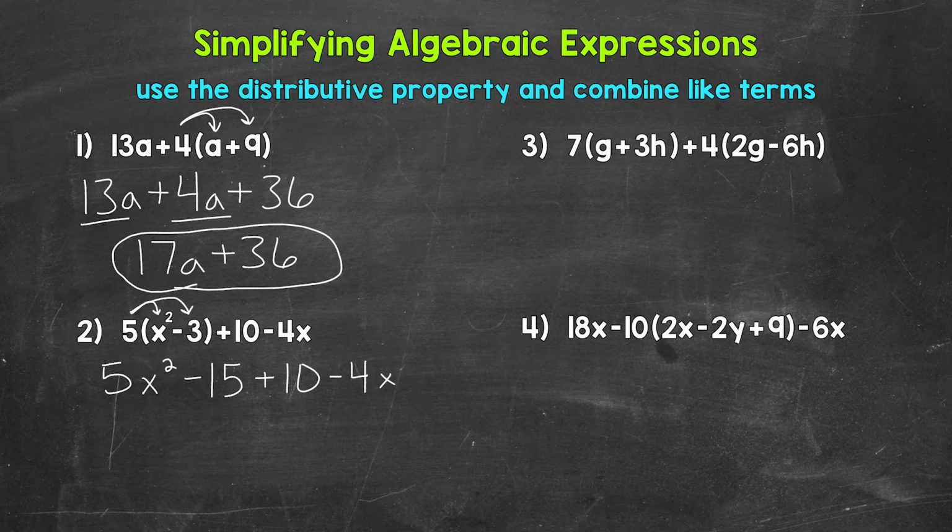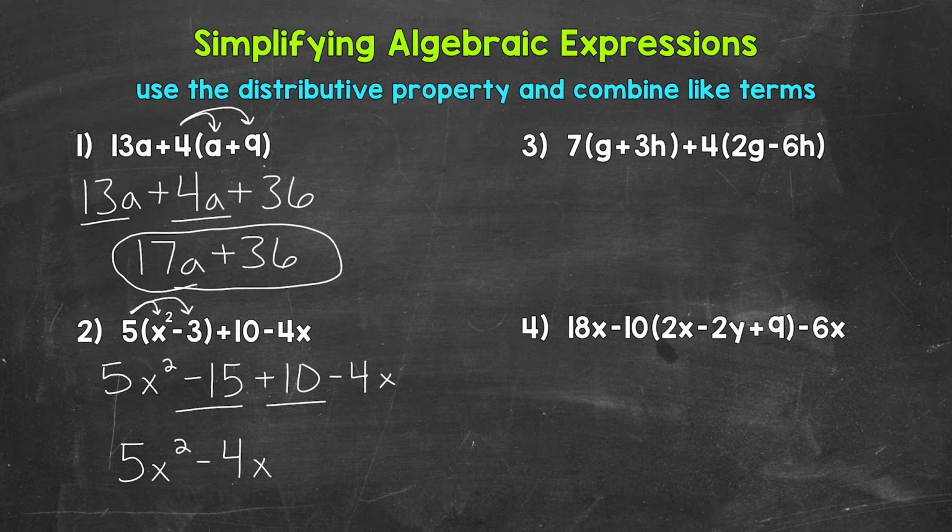Now that we removed the parentheses, we can look to combine like terms. So do we have any like terms that we can combine? Yes, we have two constant terms, negative 15 and 10. So let's combine those like terms. So we have 5x squared minus 4x. That's a negative 4x. The term will take the sign that's in front of it, so make sure we have negative 4x there. And then the constant term comes last.